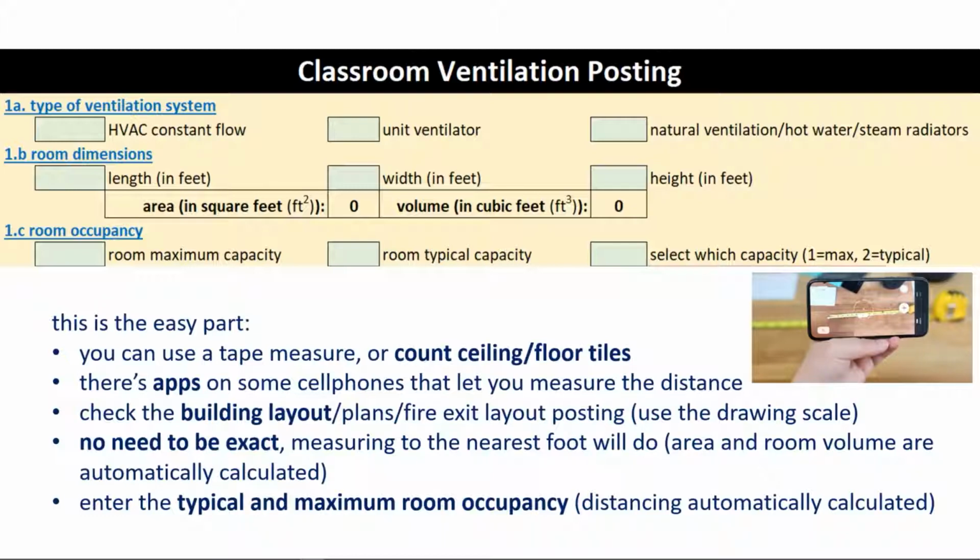You don't need to be exact. You're probably measuring to the nearest foot will do. The area and the room volume are automatically calculated, so you don't even have to do that. And you can enter the typical and the maximum room occupancy, and then you select which one of those you want to use for the calculations. But the first part is determining what type of ventilation system you have.